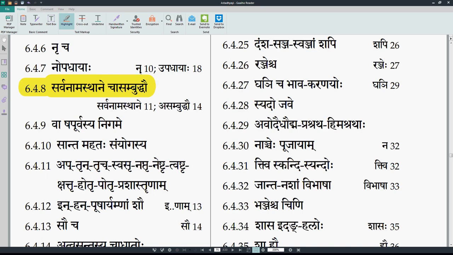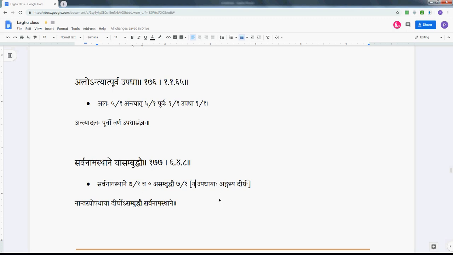So it is split here, na, this gives a wrong impression, na na dirghaha, but it is not that. No upadhaya dirghaha. So, no upadhaya dirgha, I'll just keep it together here, no upadhaya, so that you don't make the mistake of na. So, no upadhaya, upadhaya angasya dirgha. And here, so let me mark the cases, otherwise if you split it, you have to mark the cases.